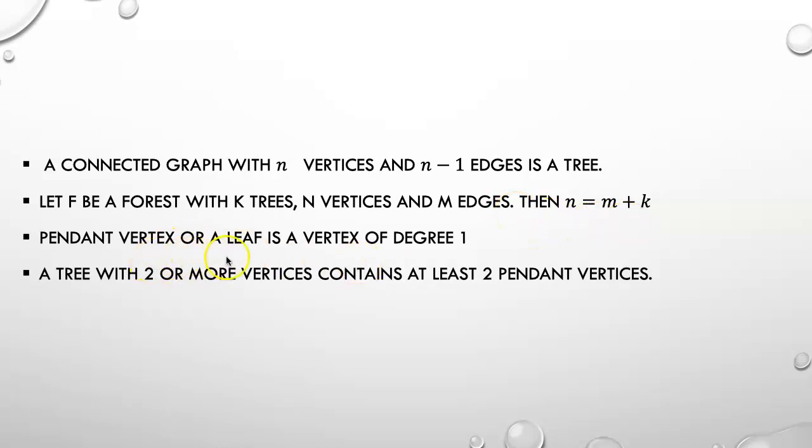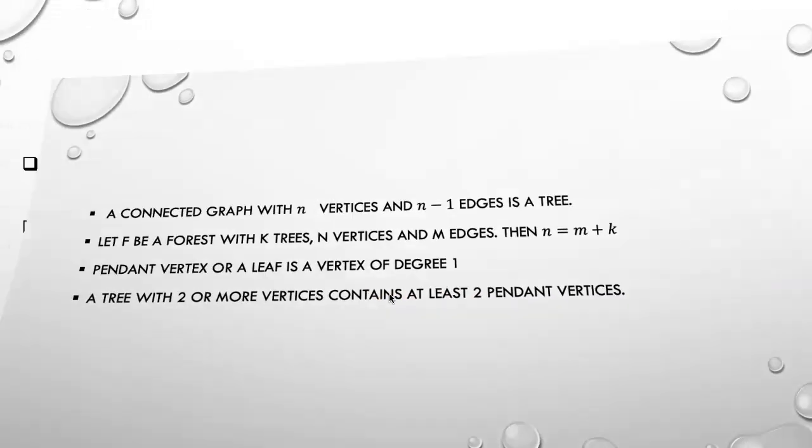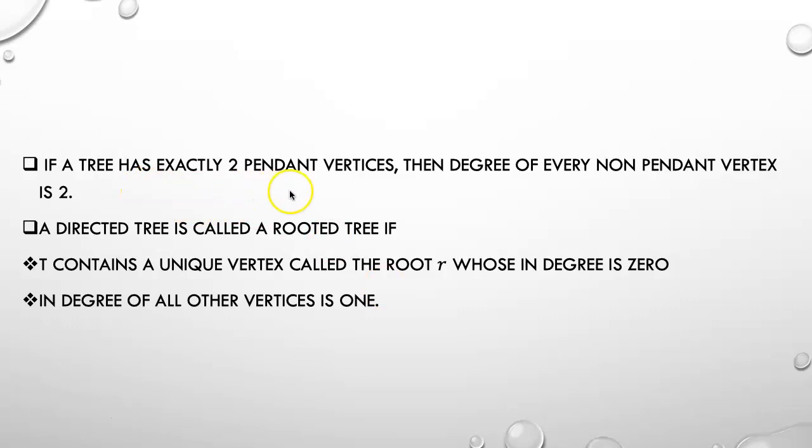A pendant vertex or a leaf is a vertex of degree 1. A tree with two or more vertices contains at least two pendant vertices. If a tree has exactly two pendant vertices, then degree of every non-pendant vertex is 2.